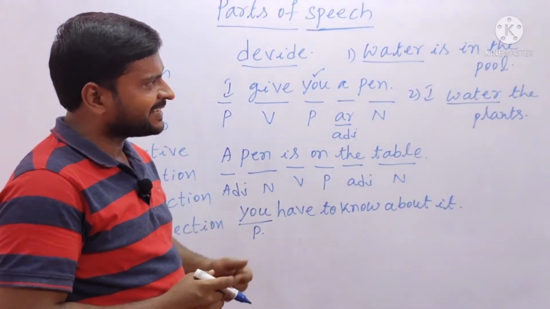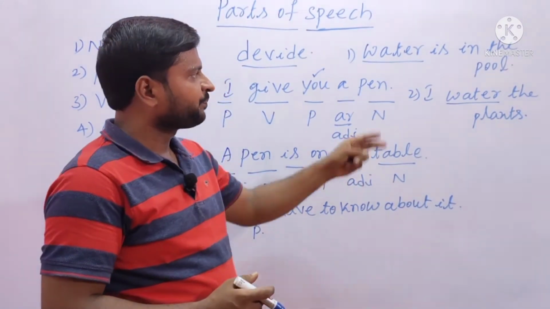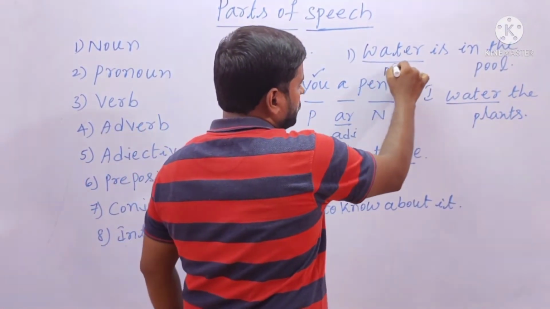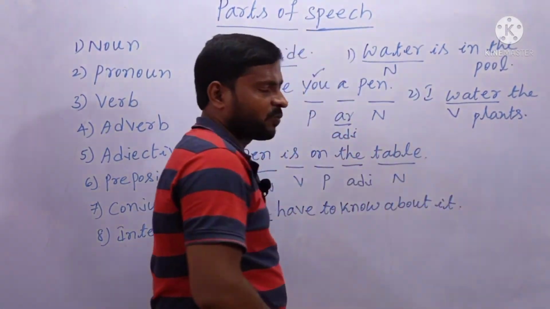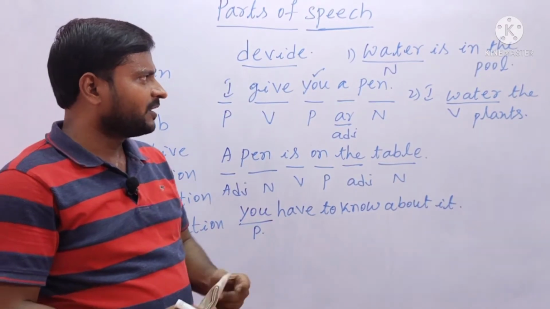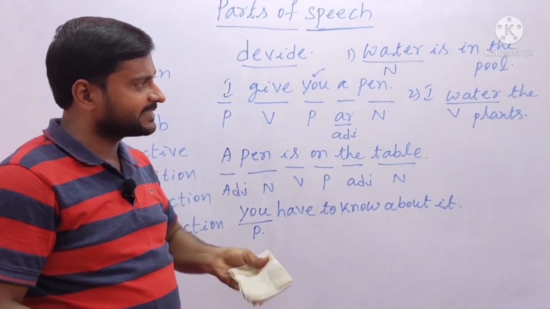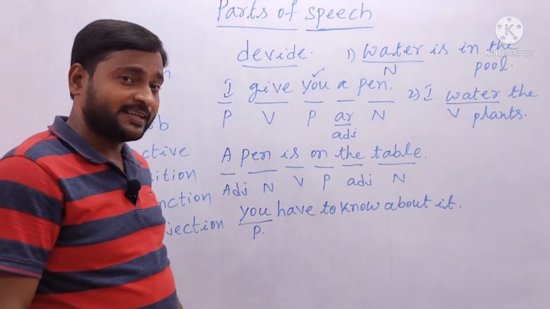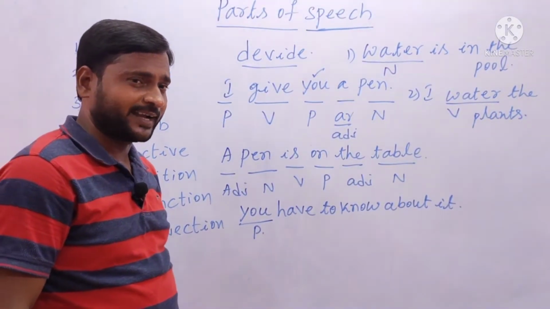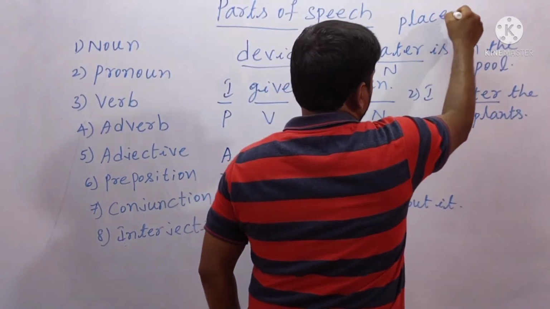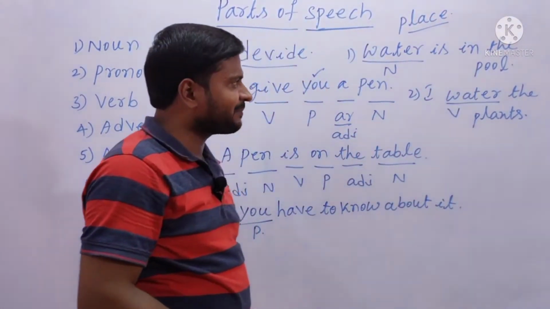But in this case, especially in the parts of speech, water is in the pool, it is a noun, and I water the plants, it is a verb. How do you decide? In the first example, it is a noun. How do you decide in the second example, it is as a verb? The only thing is the place of position. Please remember this point. Place of position is the backbone of parts of speech.